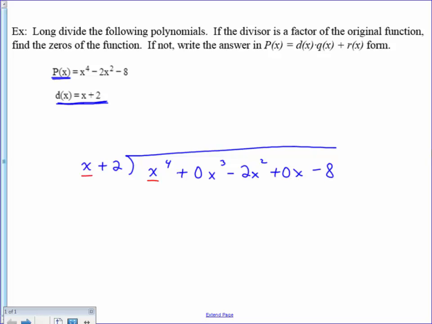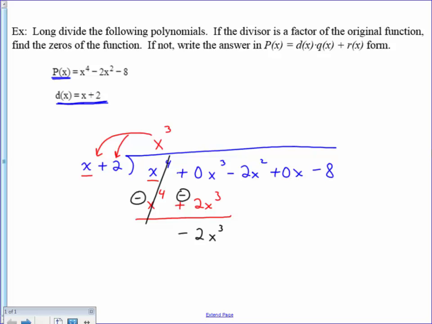Look at the x and the x to the fourth. I would have to multiply x by x cubed in order to get x to the fourth. Multiply the x cubed by the x and the 2. So this would give me x to the fourth plus 2x cubed. Draw a line, change my signs. These two would cancel. I would have negative 2x cubed.